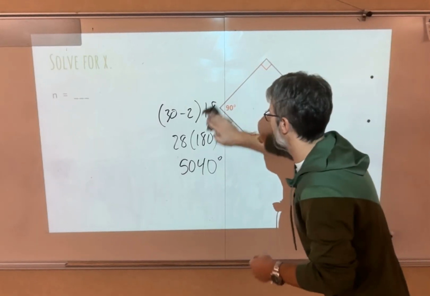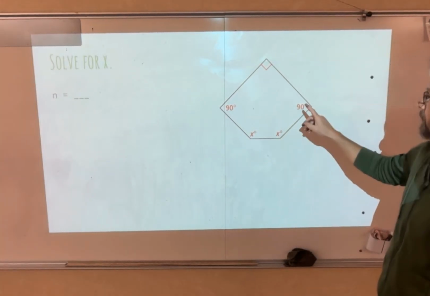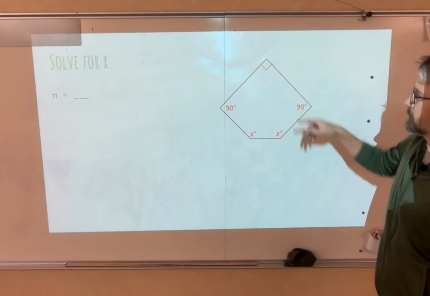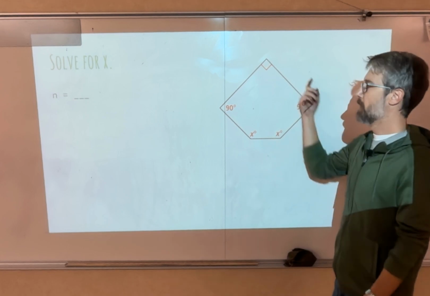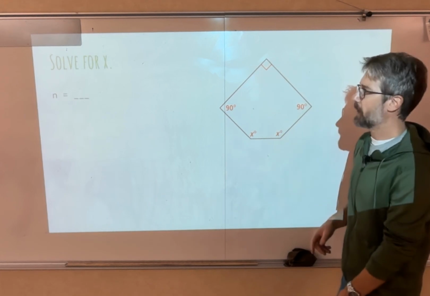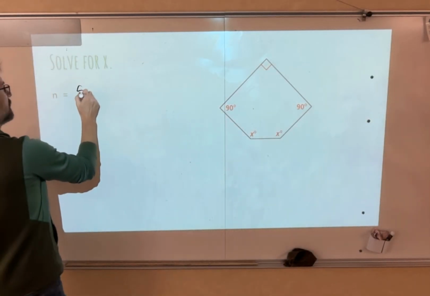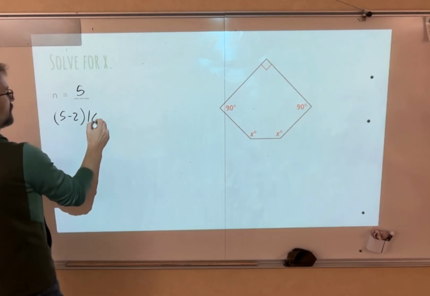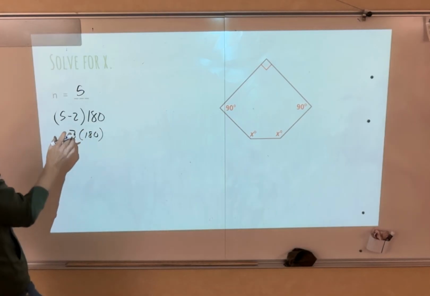All right, so looking at this, solving for x. I've got a pentagon. It's got 1, 2, 3, 4, 5 sides. What I really need to do is figure out how many degrees there are in a pentagon on the interior angles, and then I can figure everything out from there. So n here is equal to 5 because it's a pentagon. I'm going to start out doing 5 minus 2 times 180, which is 3 times 180, which is what?